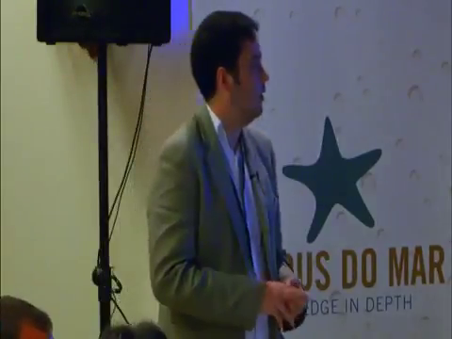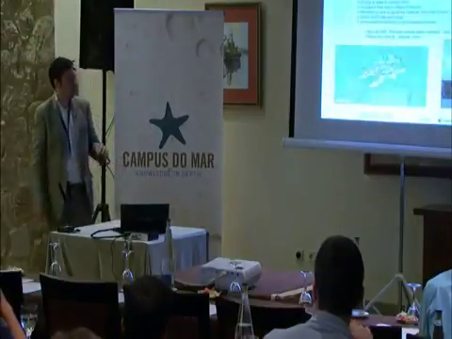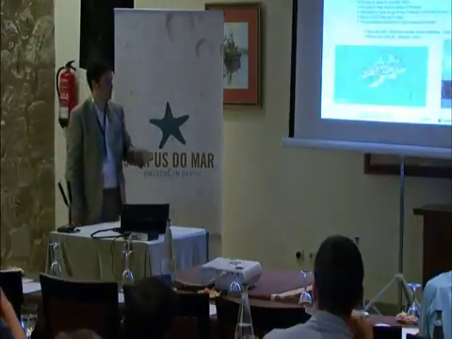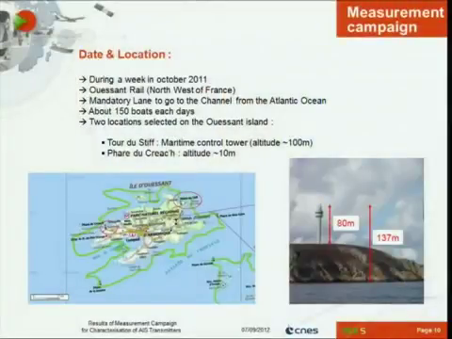Two locations for two receiver antennas were selected on the Western Island. The first one is the Tour du Stiff. The picture of the tower is given here. That is a maritime control tower. Here the altitude of the receiver antenna was about 100 meters. And the second location is the Phare du Créac'h, where the altitude of the receiver antenna was about 10 meters.